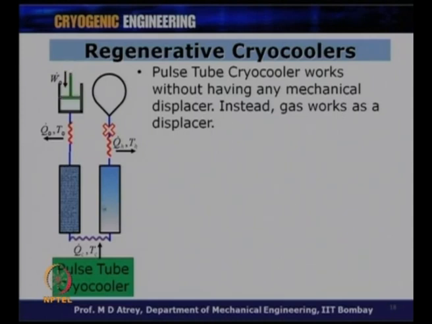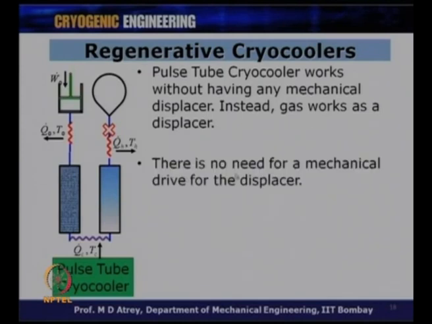There is only a tube filled with gas, and all of them have a regenerator over here. There is no need for a mechanical drive in this case, because there is no mechanical displacer, and therefore one complete moving unit is got rid of. We have just got rid of one moving part, which means this is a more reliable system. There is no wear and tear. There is no need of a mechanical drive for this.